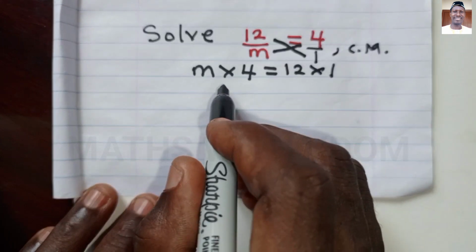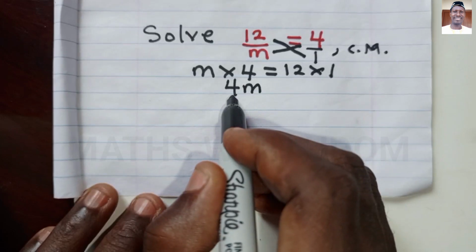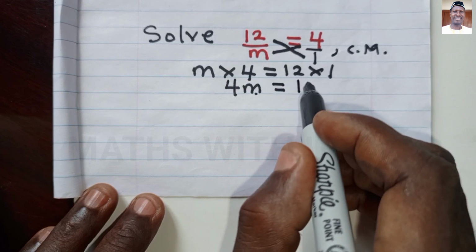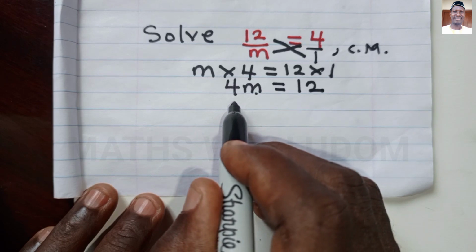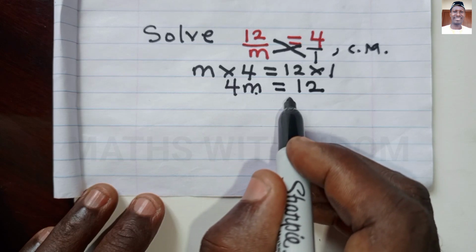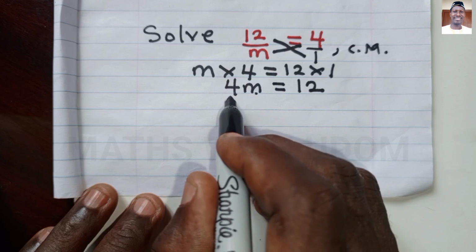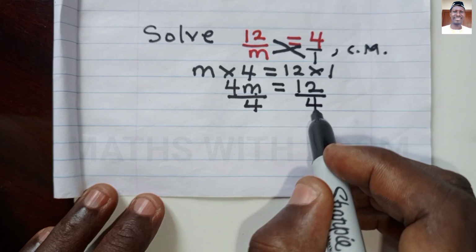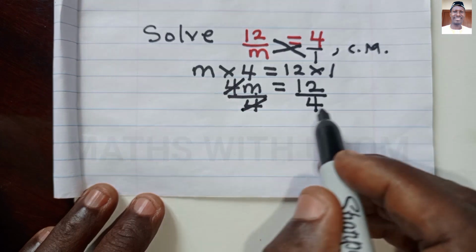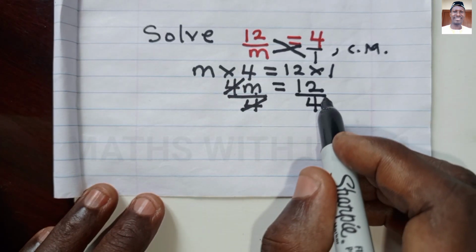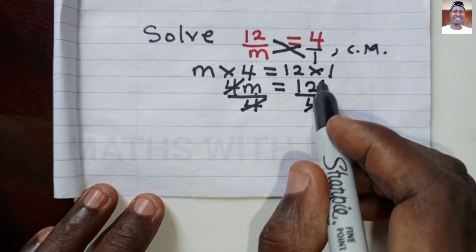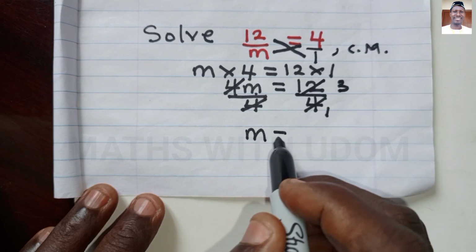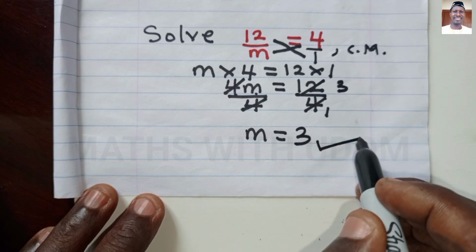So m times 4 is equal to 4m. The number will come before the alphabet or the variable, equals 12 times 1, which is equal to 12. I'm looking for the value of m, so I'll divide both sides of the equation by the coefficient of m, which is 4. Left hand side divided by 4, right hand side divided by 4. So 4 cancels 4. 4 divided by 4 is 1. 12 divided by 4 is equal to 3. So my final answer is m is equal to 3.